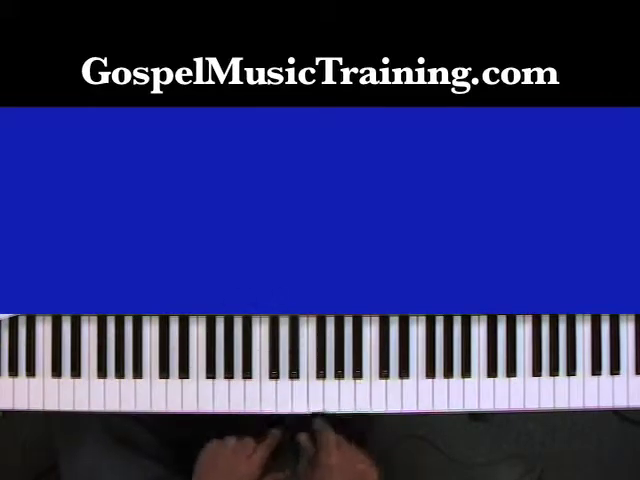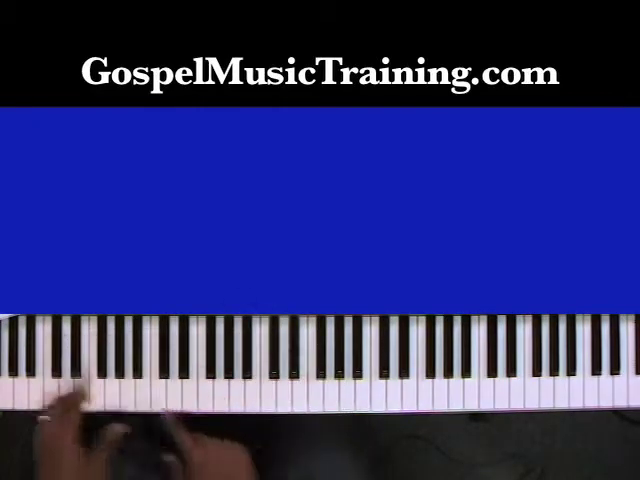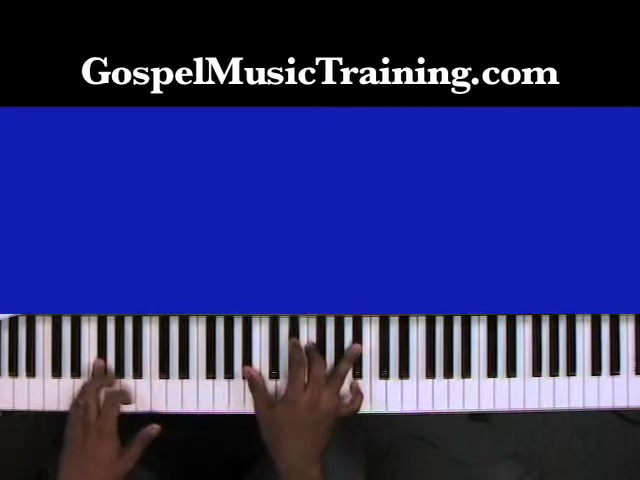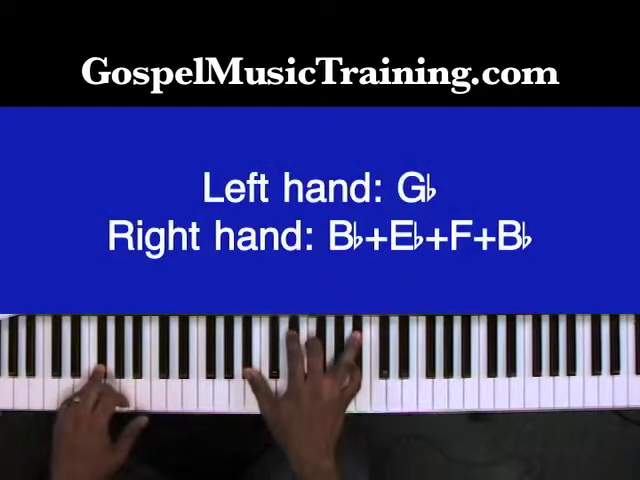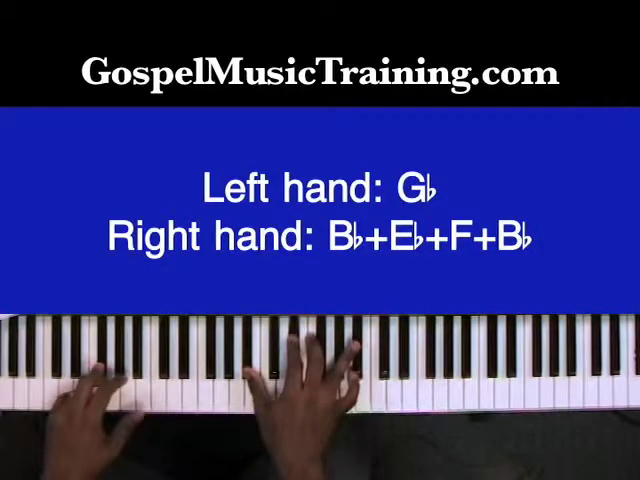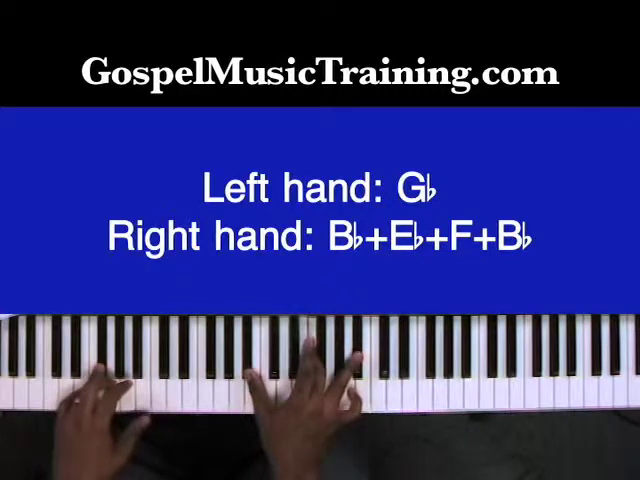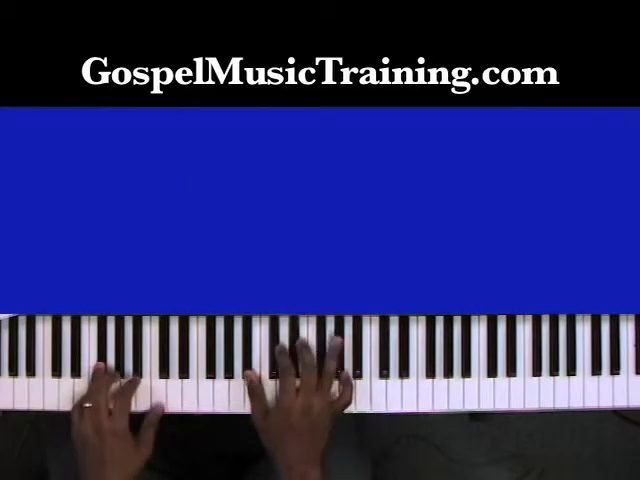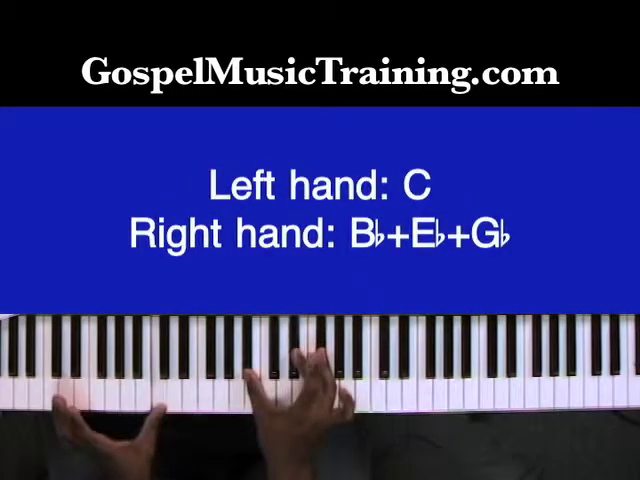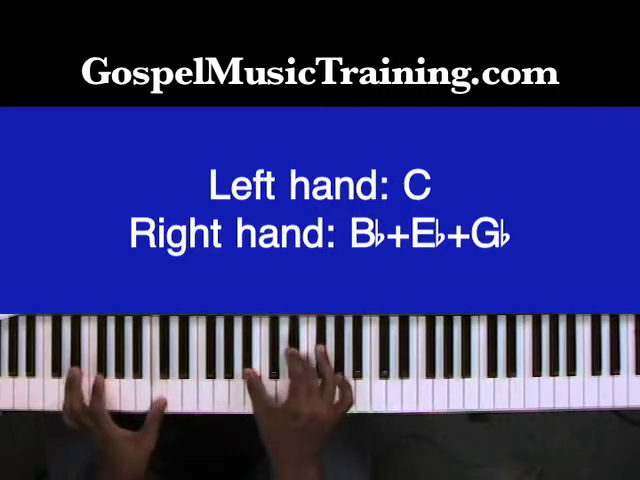So it's this big old circle. 4 leads to 7, 7 leads to 3. So you can do that. Here's a nice 4 chord I like to play. G flat on the left, B flat on the right, E flat, F, and B flat. So it's really like a B flat, F, B flat, 5th interval with the E flat added in. And then we just go to the 7. The 7th of the key is C. Okay, so you got B flat, E flat, and G flat.